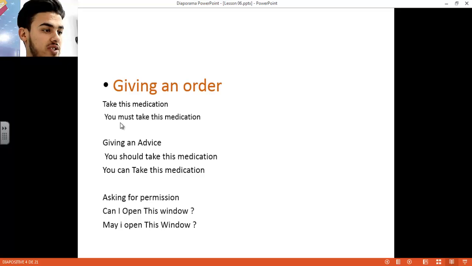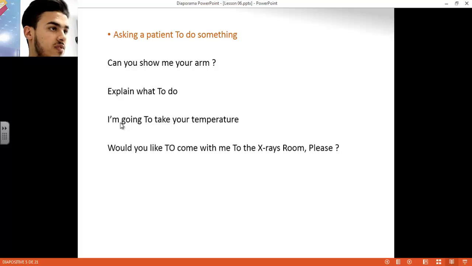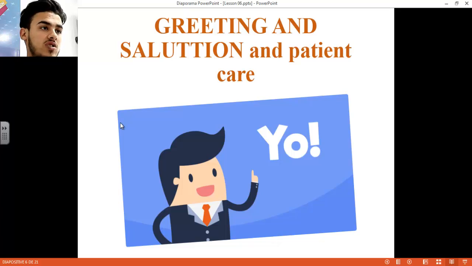So, asking for permission. Can I open this window? May I open this window? We will also see asking a patient to do something, which is the same as giving an order. Can you show me your arm? Explain what to do. I'm going to take your temperature. Would you like to come with me to the X-ray room, please? So here the nurse is asking the patient to go with him to the X-ray room to have some analysis. So we will see also greeting and salutation and patient care.